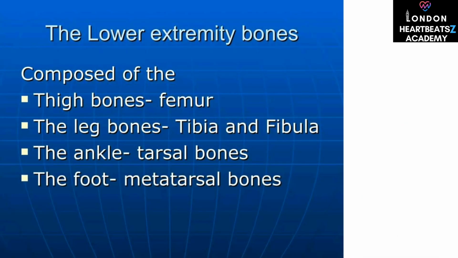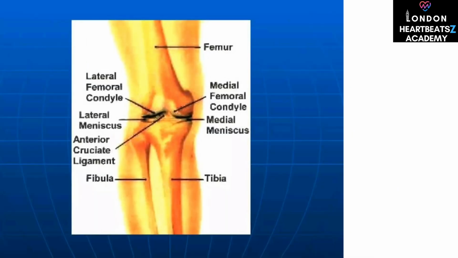The bones of the lower extremity include the femur, which is the thigh bone. The leg bones are the tibia and fibula. The ankle consists of tarsal bones, and the foot is made up of metatarsal bones. This diagram illustrates the anatomy of the knee joint, showing the femur, tibia, fibula, and key structures like the menisci and the anterior cruciate ligament.